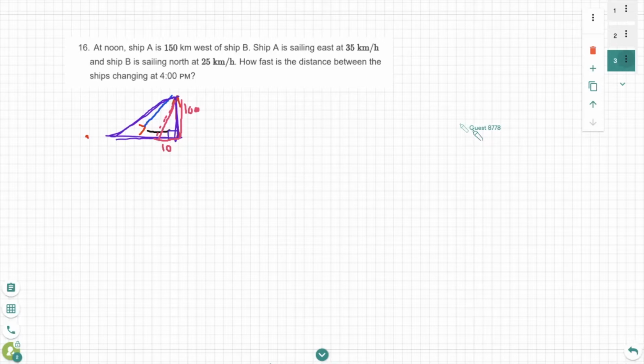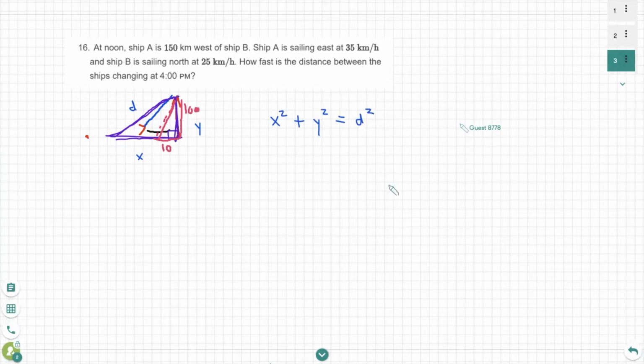Okay, got it. So the equation I've been thinking of using is the Pythagorean theorem, a squared plus b squared equals c squared. So x squared plus y squared equals D squared, the distance, capital D. What does each part mean? X would be the distance from A to the starting point of B, and y is just how far B has sailed. And then our hypotenuse would be the distance.